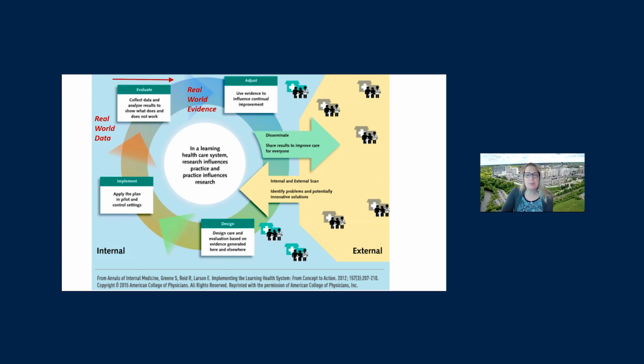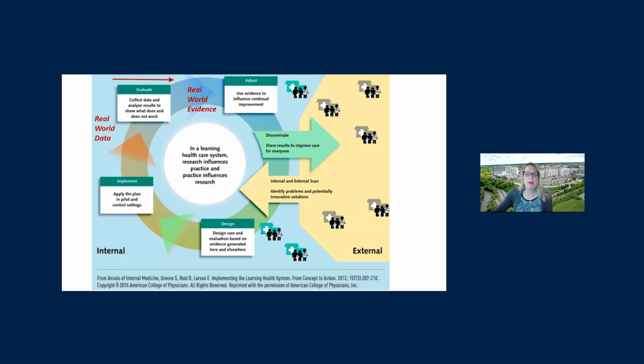If you start at the bottom right, more or less, of this cycle, you'll see that we start with internal and external scans. So looking at data, identifying what's going on within a system, and identifying problems externally that are reported in the literature, as well as potential solutions. And then we move right into this design phase where we design promising interventions, and then we implement them, and we evaluate them, and we adjust, and we learn.